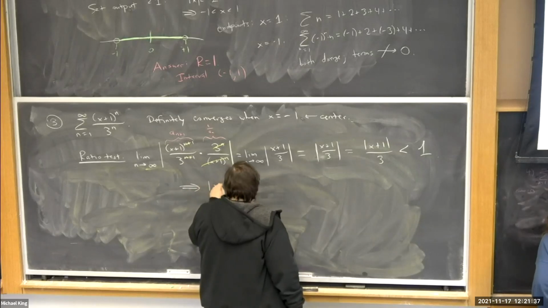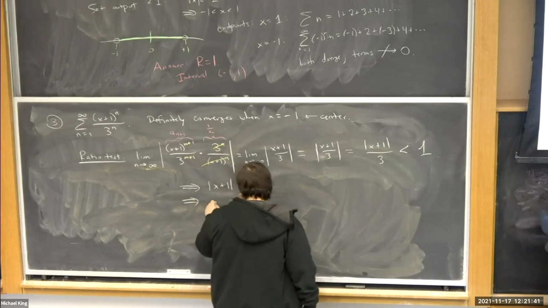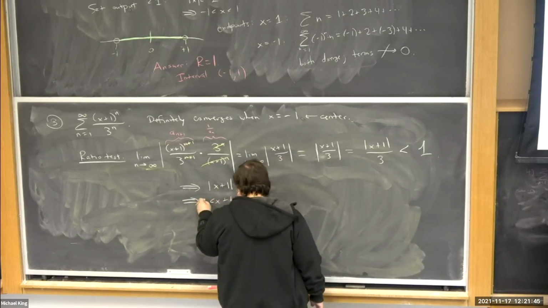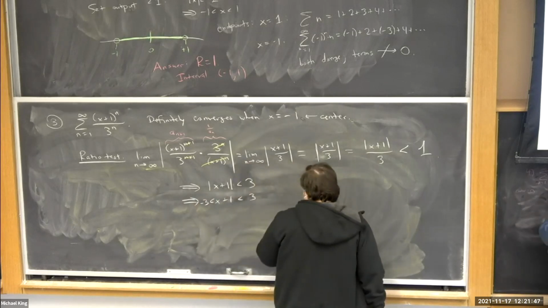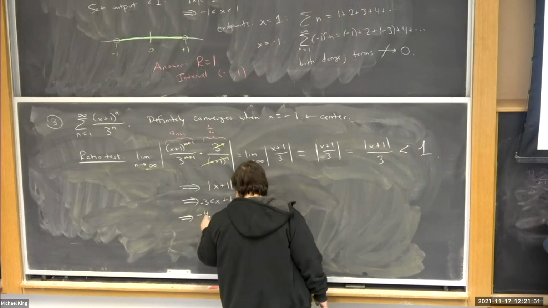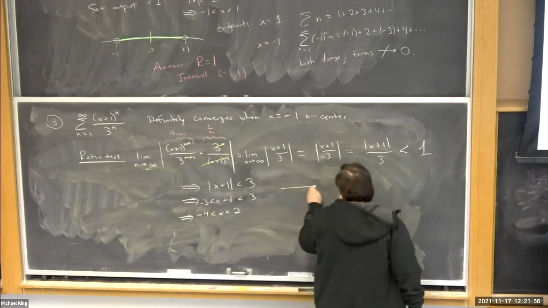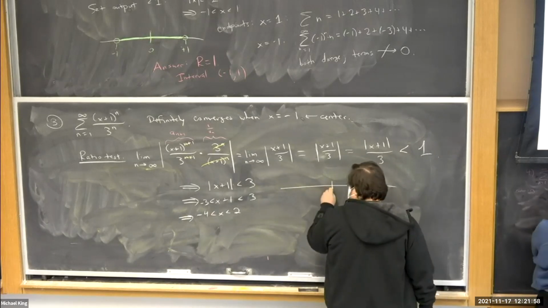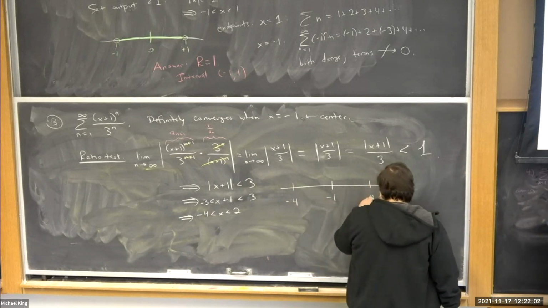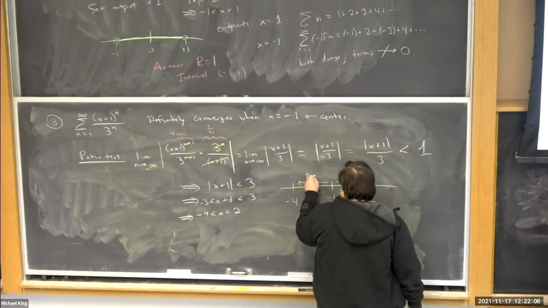So that means absolute value of x plus 1 is less than 3, which means that x plus 1 is between 3 and negative 3. Subtract 1 from all these. So we get that. We draw this on the number line. There's minus 1 the center. There's minus 4. There's 2. So we can see that r is 3.